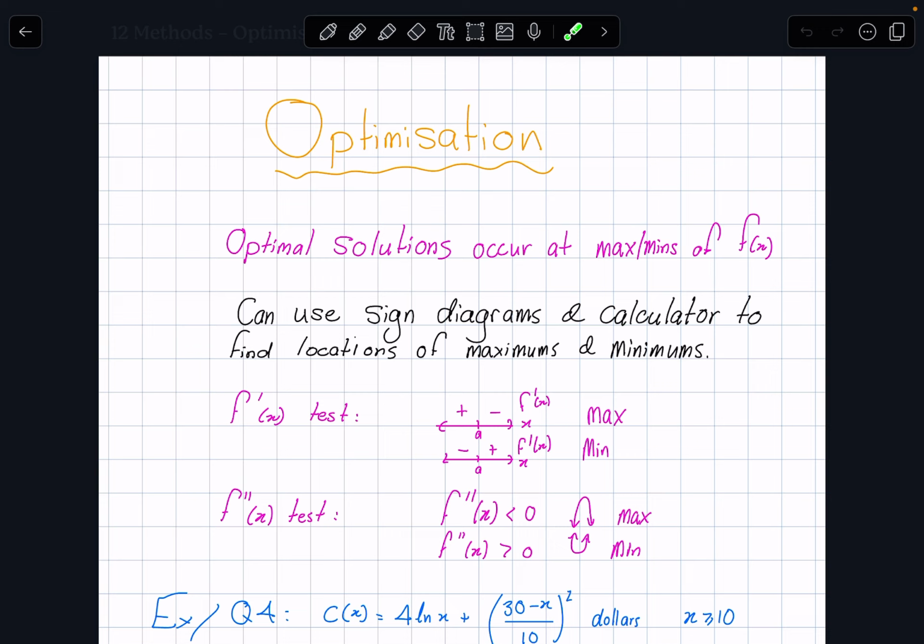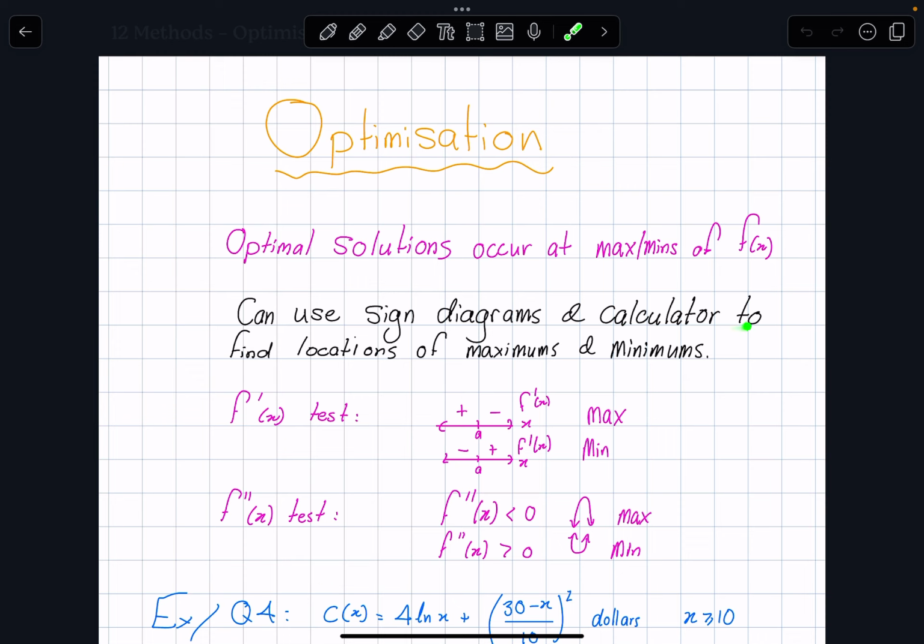Now today we're going to look at the final thing in our little unit, in our little playlist, and that is going to be optimization. Again, like I said in the previous video, we have done this before in our introduction to calculus, but we're going to look at some slightly trickier examples. But optimal solutions occur at the maximum or minimums of my function f of x, or any other function, in this case for my example down here, c of x.